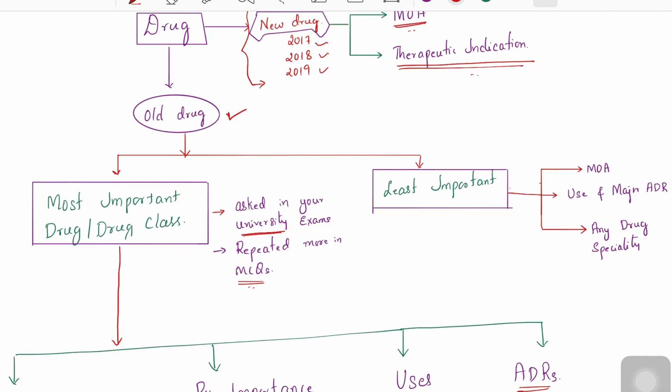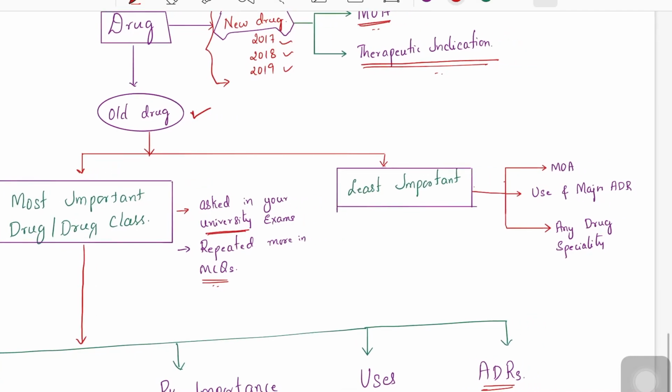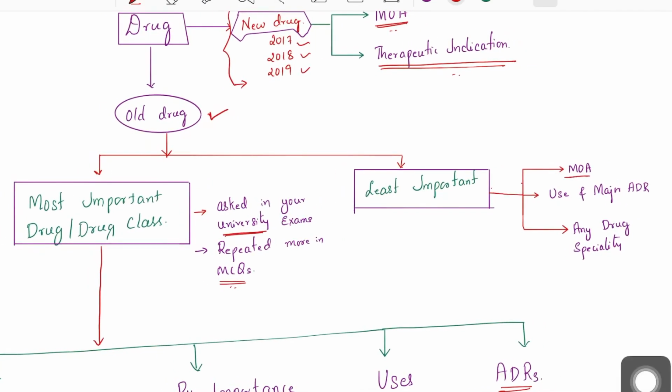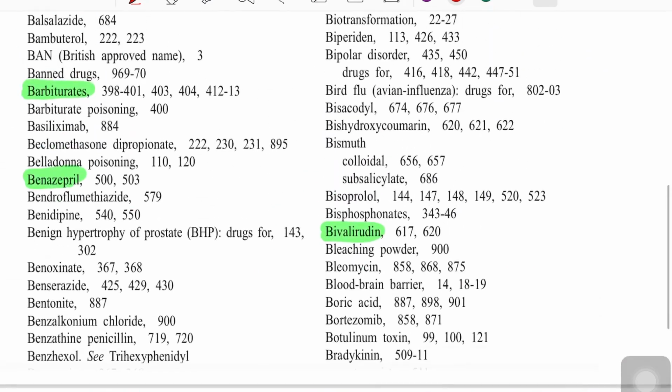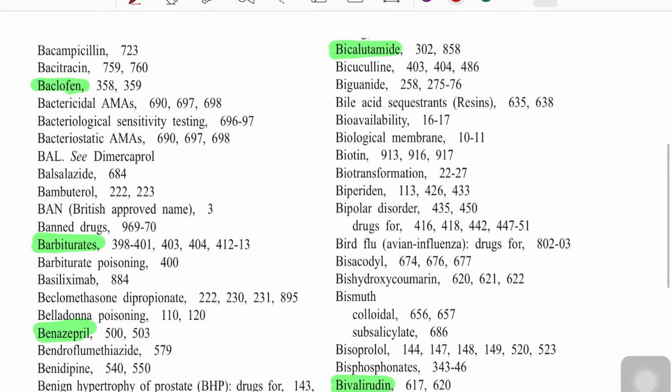Now what about the least important? For the least important, the only thing you need to remember is the mechanism of action, its major use and major adverse drug reaction, and any drug specialty. To take this flow chart into consideration, let us take a few examples from this drug index. First and foremost, let me take this example of baclofen.